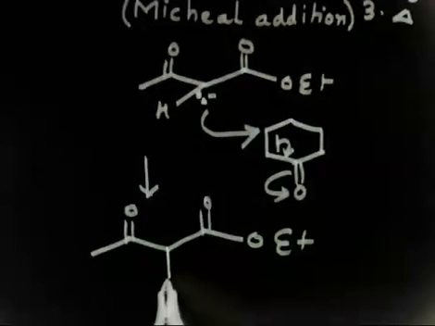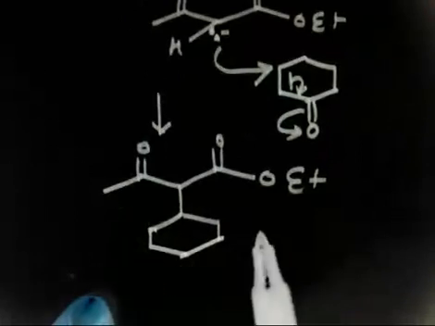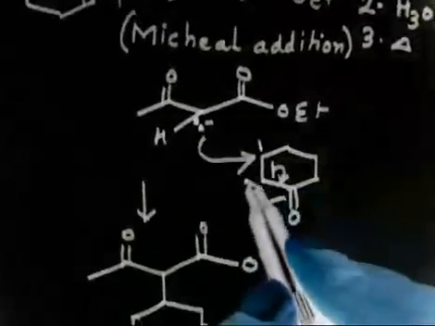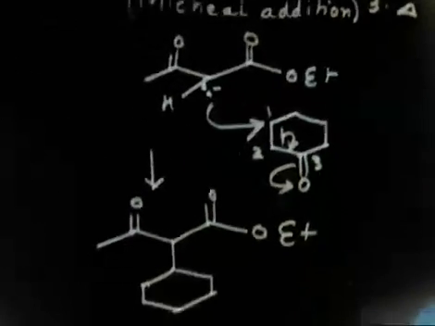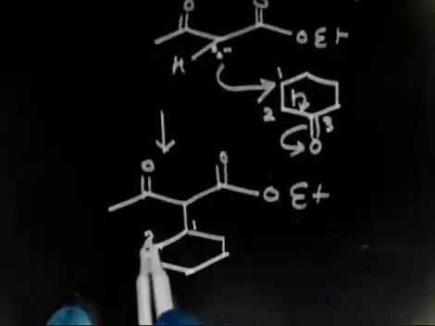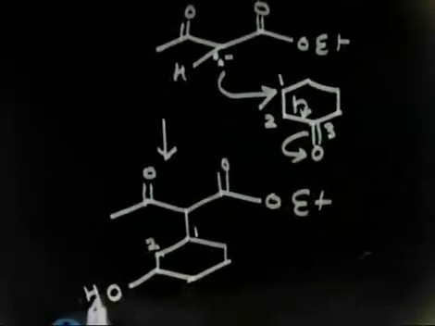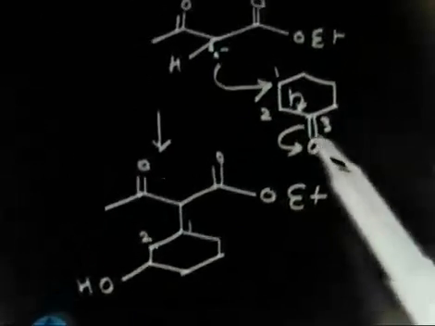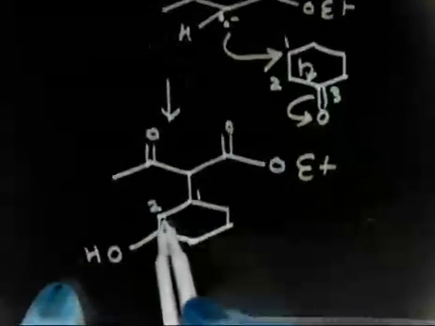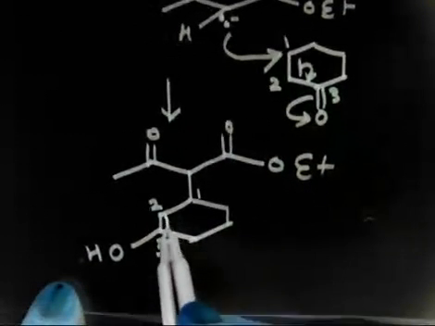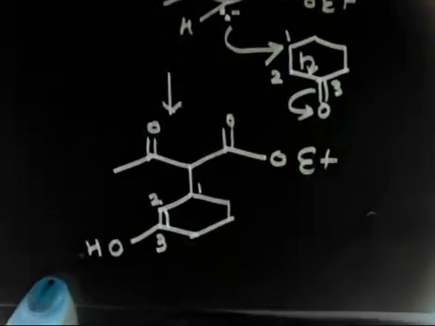So let me draw something like this, and let me number it. This is carbon number 1, this is 2, and this is 3. On carbon number 1 this is connected, this is 2, and on carbon number 3 you will have O minus, that will finally be converted into OH. Between carbon number 2 and 3 there will be a double bond.